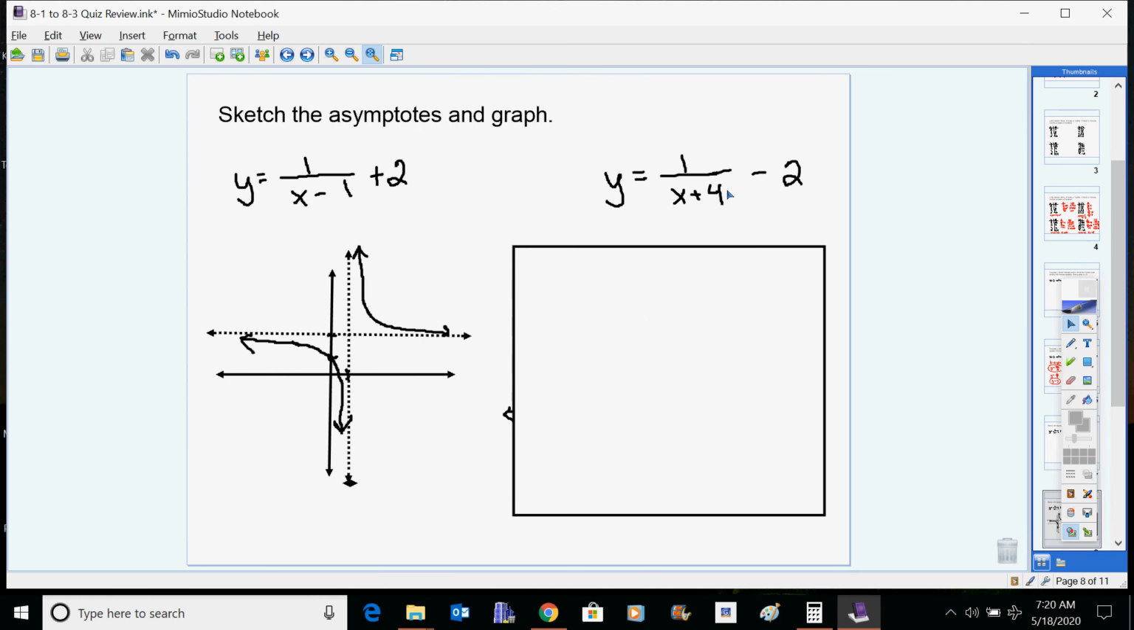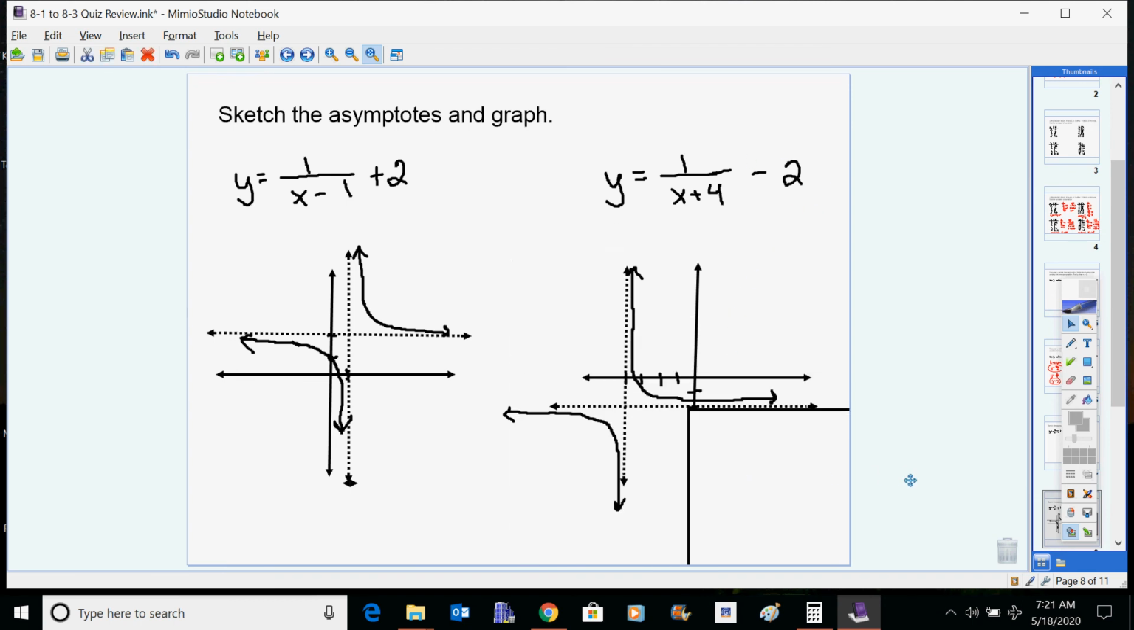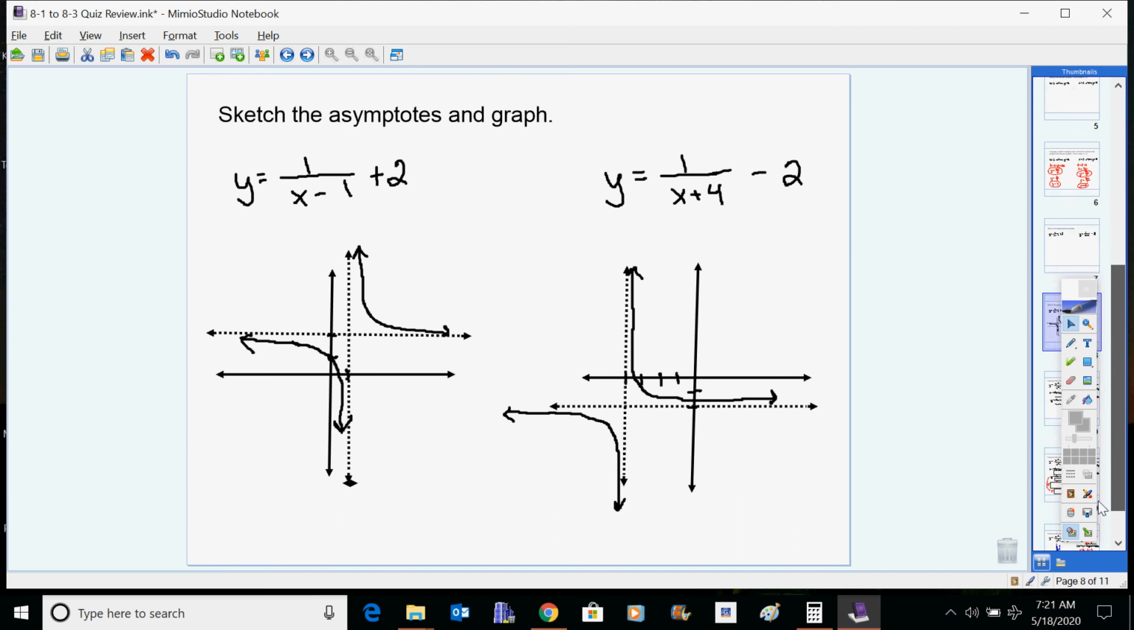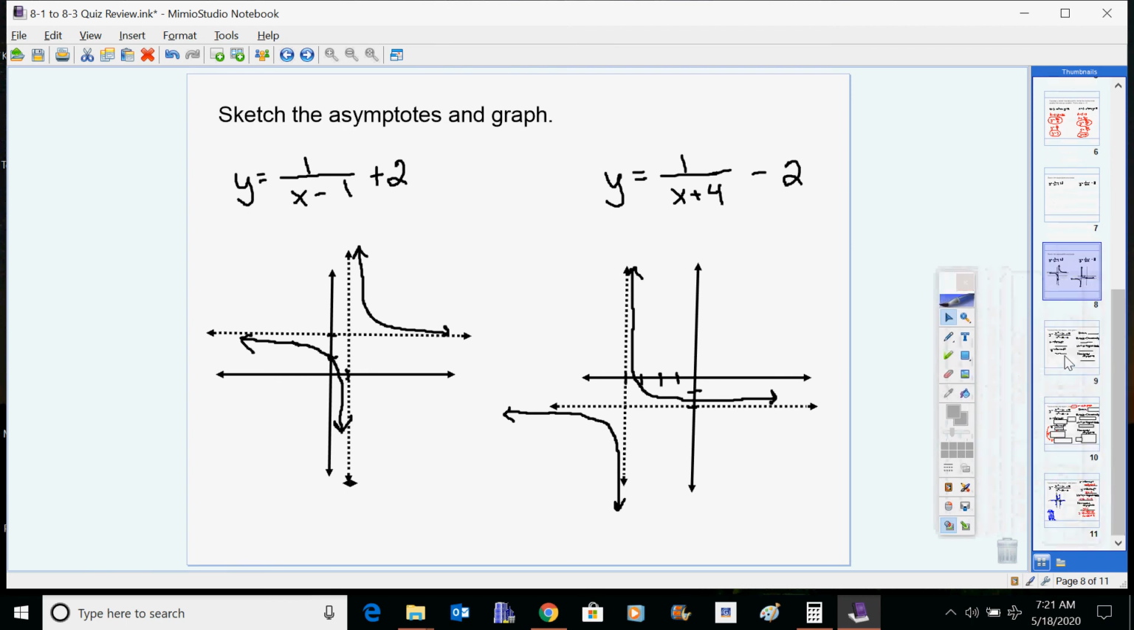This one will go left 4 and down 2. The one with the x tells you which way, left or right, and this one tells you the other way. So left 4, down 2. Left 4, this is x equals negative 4, and this is y equals negative 2. Just so that you have that and you're able to sketch the asymptotes and you're able to graph them.